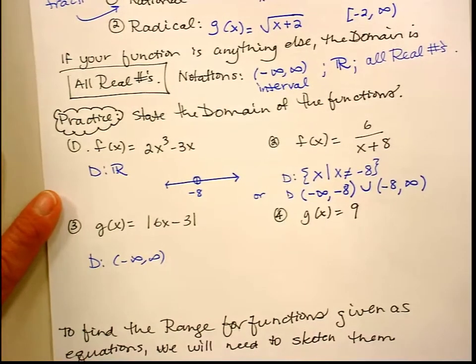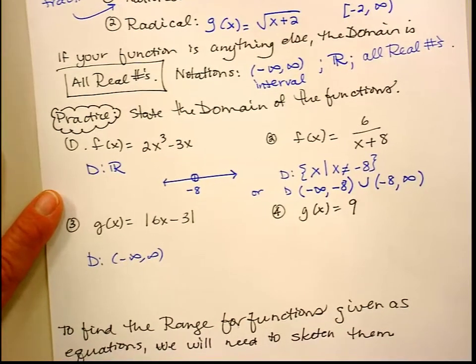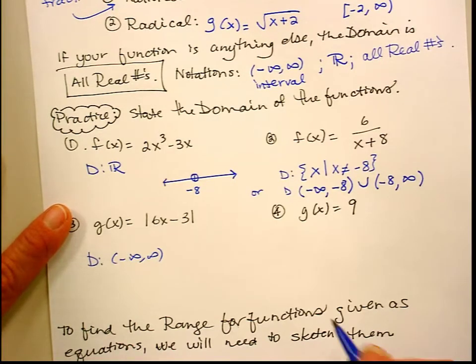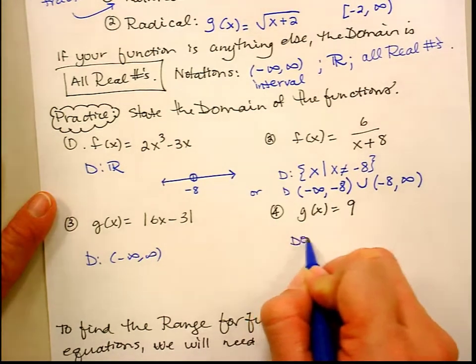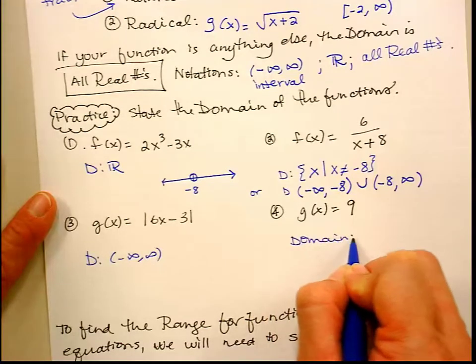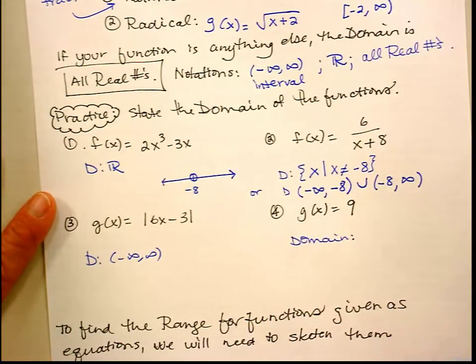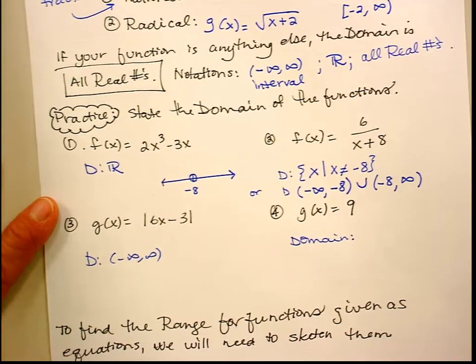And lastly, g of x equals 9. Is that a function? Doesn't have an x in it. It's a function, right? It's just a constant one. Doesn't matter what you put in for x, 9 comes out. Okay, what's the domain? I promise on a multiple guess test, 9 would be one of the options. Never ask for a multiple guess in math. It's too easy to make things that look reasonable but are wrong.